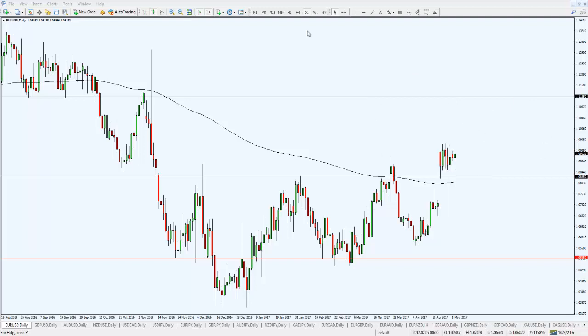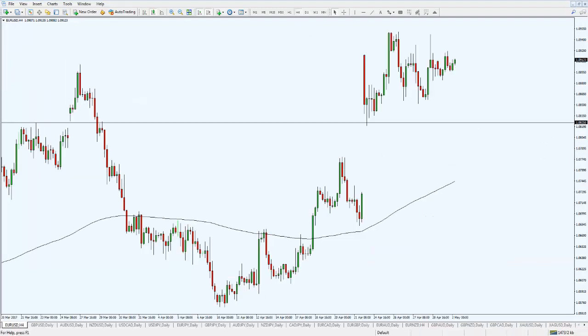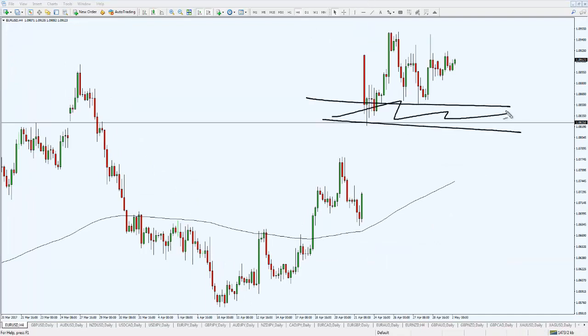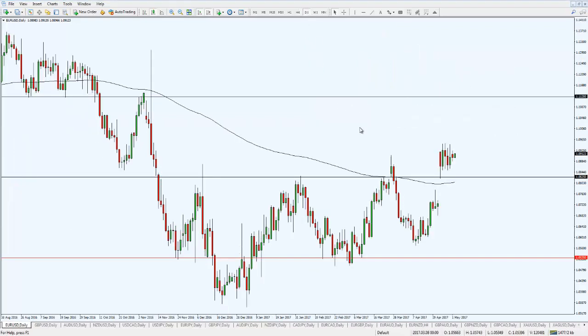That's one. Alternatively, for traders who want to trade the pullback, you can go down to a lower time frame like the 4-hour time frame, and this I would say is the area you want to be looking at, the area of support where price could potentially come back in and get a nice bounce up higher. So these are the two things that I'm looking at right now on euro dollar.